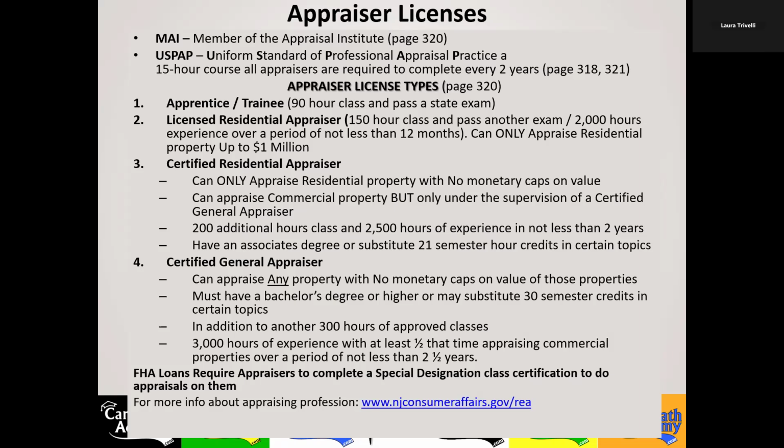What if it's a mixed use property under $1 million? You don't have to be certified. Well, it's still commercial, so certified general appraiser. Okay. So you'll get some kind of question on the exam like that. You've got to understand the different types of appraiser licenses and what they can appraise. So this slide is good enough with the information you need to know for that.